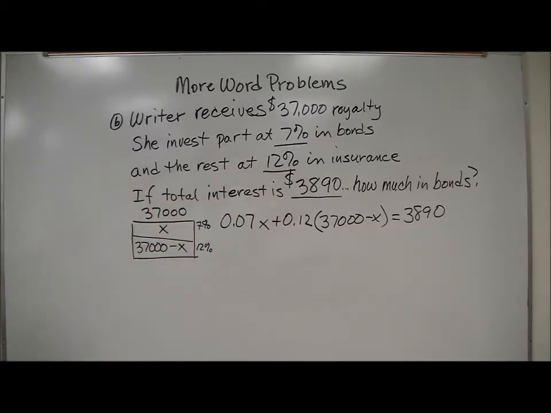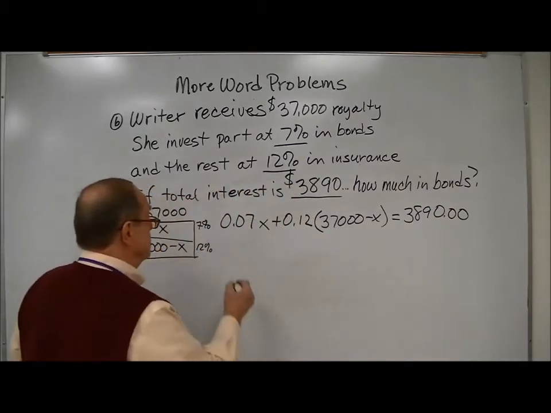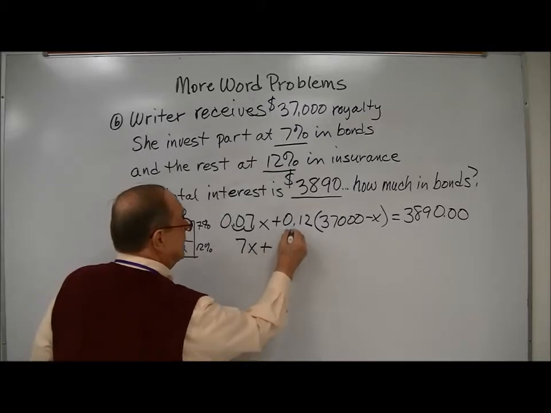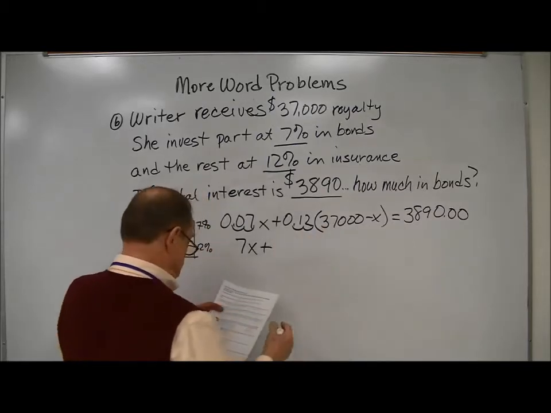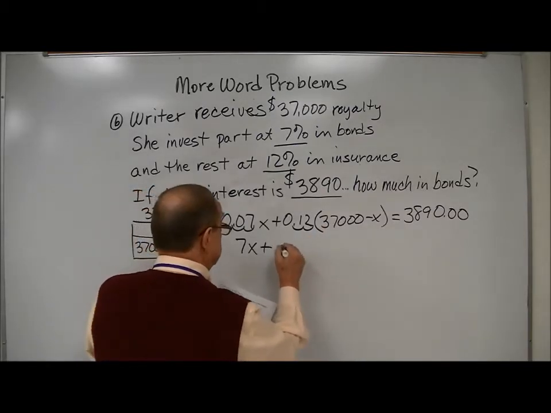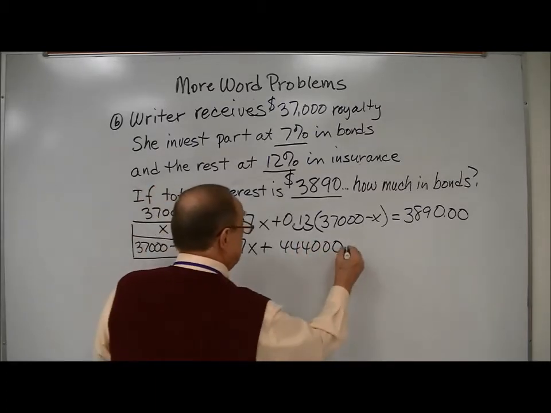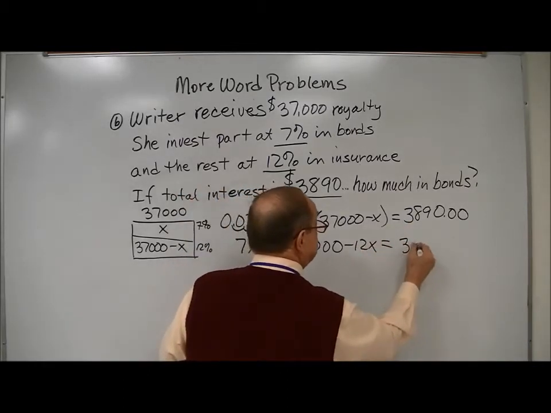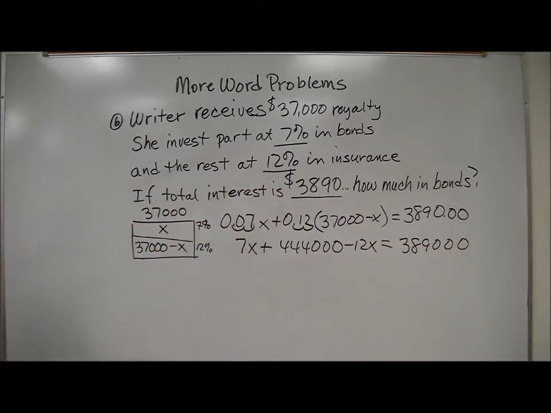And once again, I'm going to suggest that you get rid of the decimals. We're going to add 2 places over here, so that when we get rid of the decimals, this becomes 7x. Get rid of the decimals, this will be 12 times that, which is minus 12x, equals now this. And you don't have to worry about decimal points anymore.